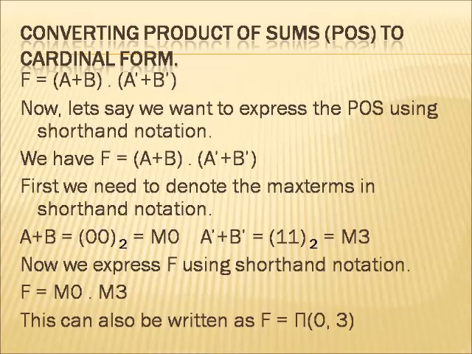So here we are using the uppercase M to represent the max terms. So F is equal to M0 dot M3, right? Then we can write the same using the canonical form, F is equal to pi. We use the pi symbol for representing the product. As we are representing the product of sums, we can write it as F is equal to pi of 0 and 3. So that means F is a Boolean expression which is represented in the product of sums form, and its values are pi of 0, 3, right?